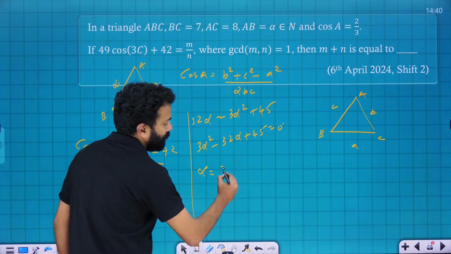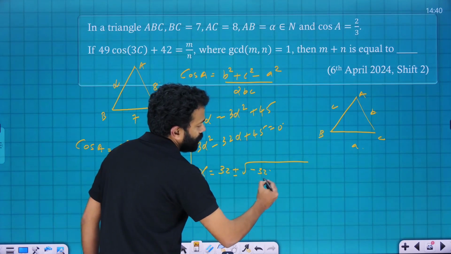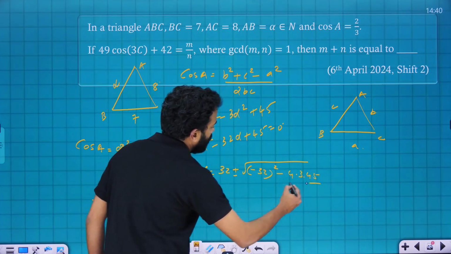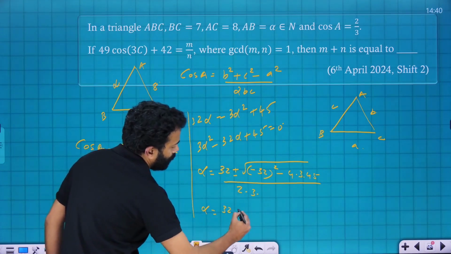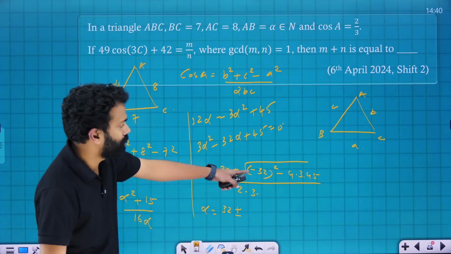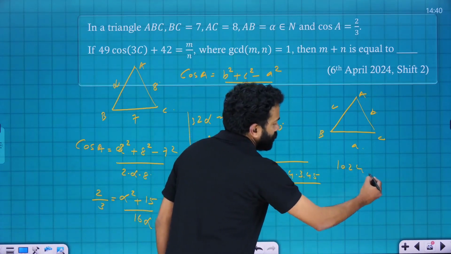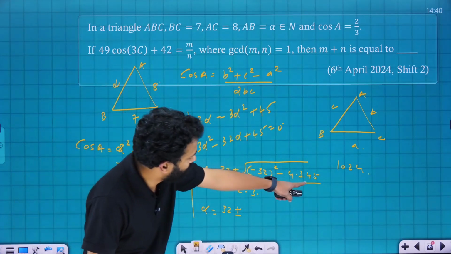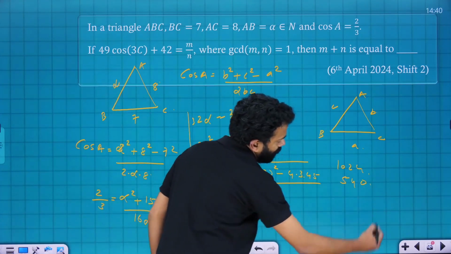Therefore, you will get alpha is equal to what? Minus of minus 32 becomes 32 plus or minus root of minus 32 the whole square minus 4 into 3 into 45, divided by 2 into 3. That is alpha is equal to 32 plus or minus. See, what is minus 32 whole square? That is 1024. And what is 4 into 3? 4 into 3 is 12. And what is 12 into 45? That is 540.